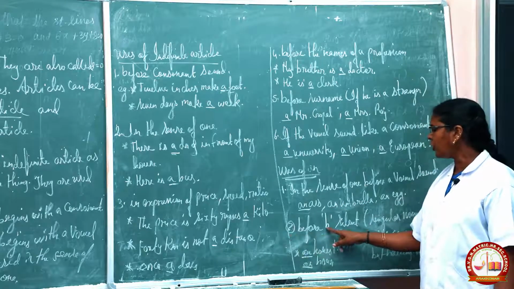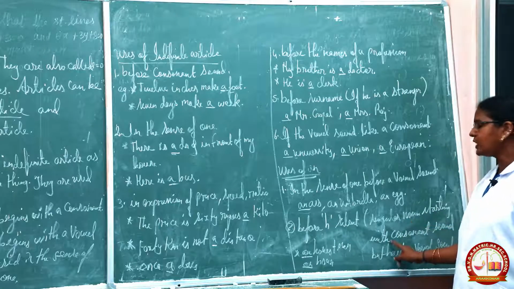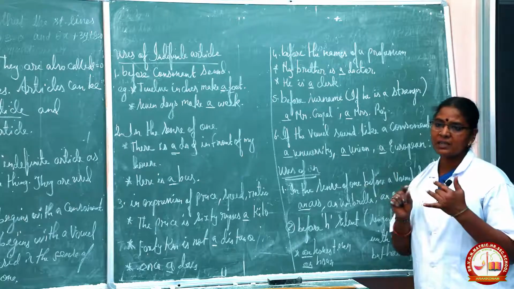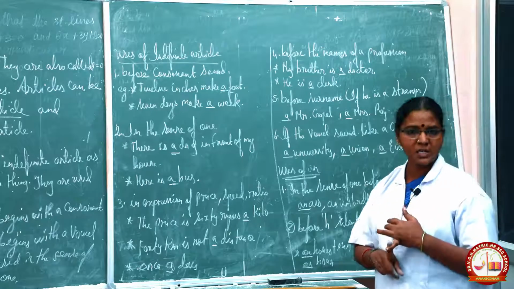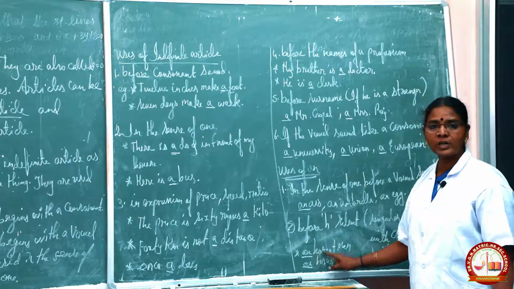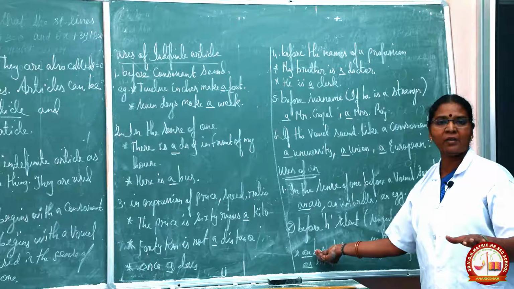An is used before a silent H. Silent H means a singular noun that starts with a consonant letter but has a vowel sound. The letter is a consonant, but it has a vowel sound. For example, an honest man. So H is a consonant, but here you have a vowel sound.